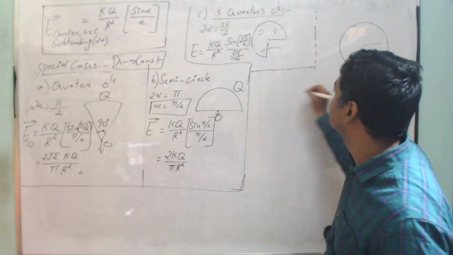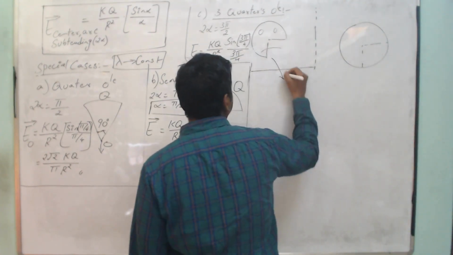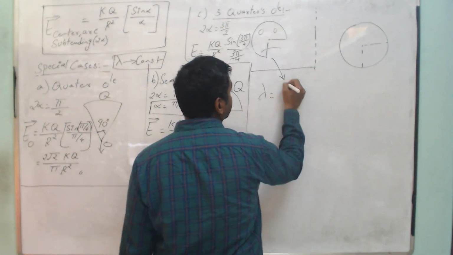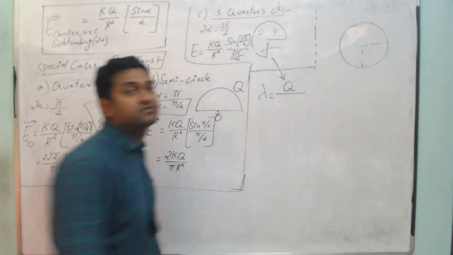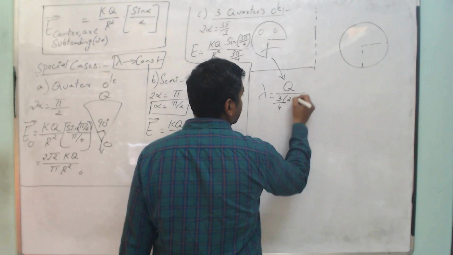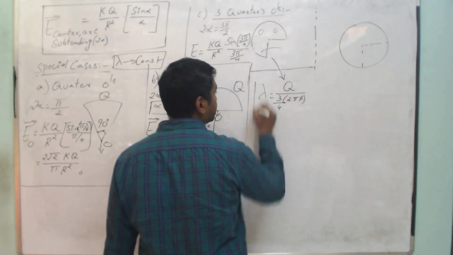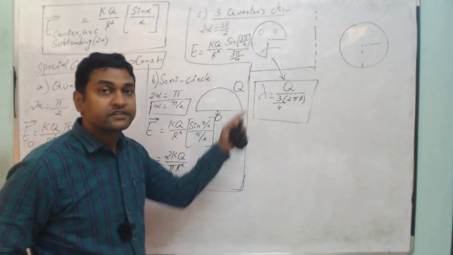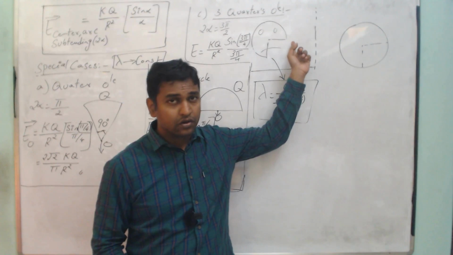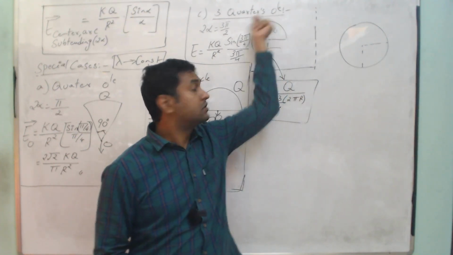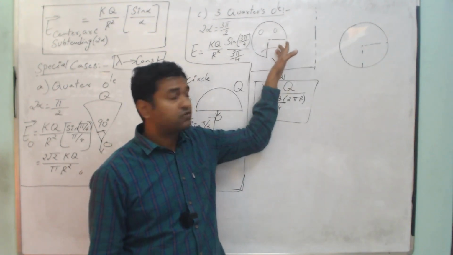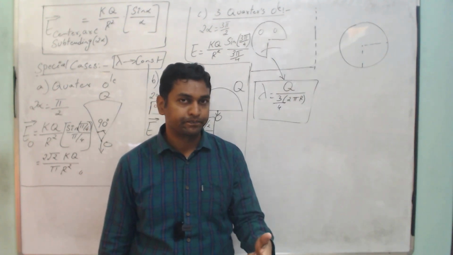Now, for our situation, what is lambda? 2 alpha is 3 pi by 2. Lambda is total charge q divided by 3/4 of 2 pi r, the entire perimeter, correct? Because 1/4 is missing. Is this clear?